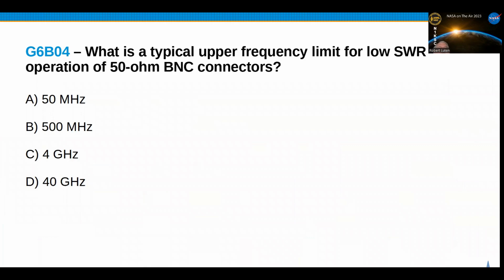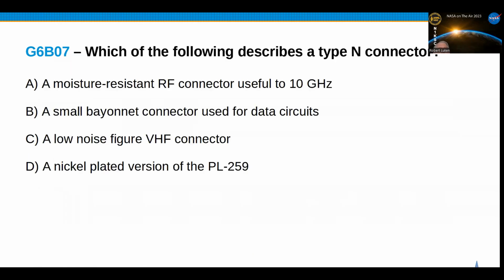So what's a typical upper frequency limit for low SWR operation of a 50 ohm BNC connector? 4 gigahertz. Which of the following describes a type N connector?